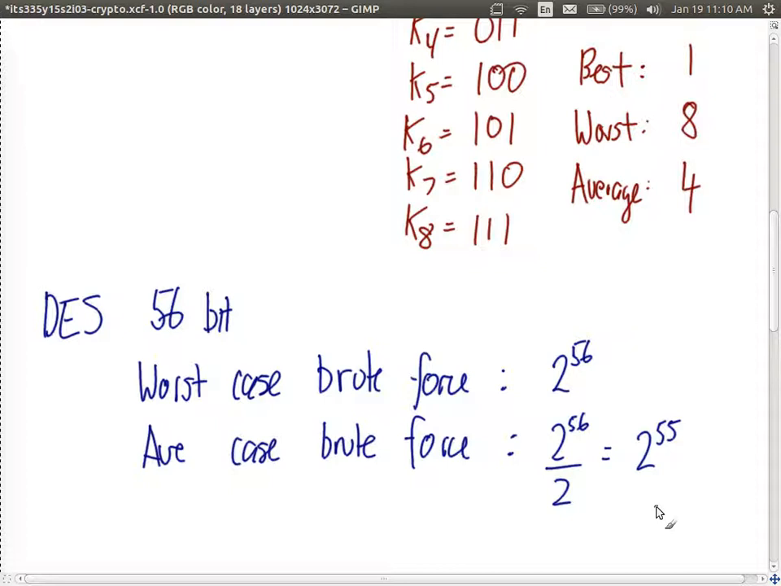Any questions before we return to the slides? Look at a couple more example ciphers and then see how long a brute force attack takes. Okay?